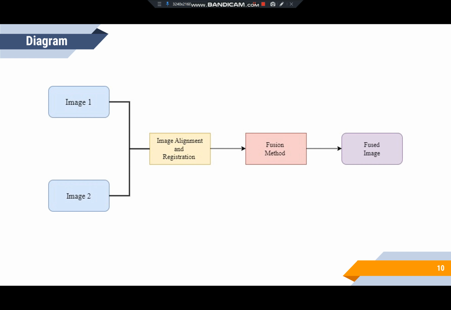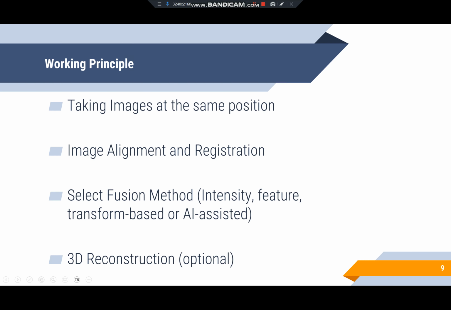And the image fusion methods can be categorized into intensity-based, feature-based, and transform-based fusion. By involving convolutional neural networks or other AI-assisted technology, the different fusion methods can be processed at the same time.